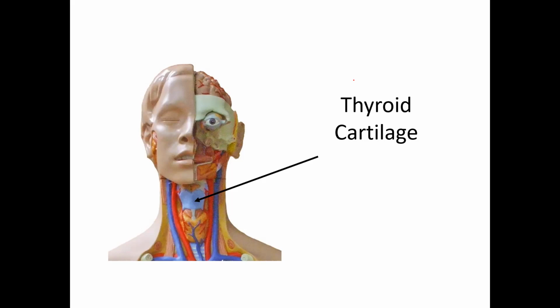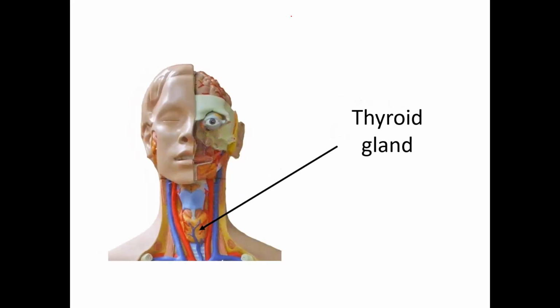All right. So here's the thyroid cartilage. I know it's cartilage because it is blue, and hyaline cartilage is going to have a blue appearance. Do not confuse thyroid cartilage with the thyroid gland. You can see here the arrow is pointing to this orange structure with blood vessels. So the thyroid gland is inferior to the thyroid cartilage.